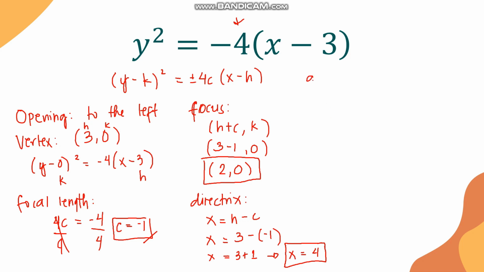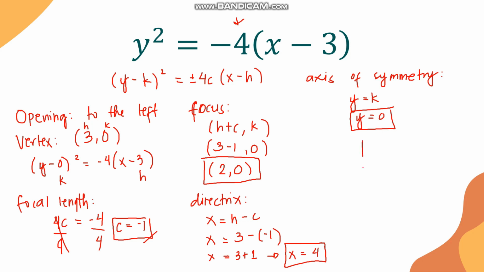And then last is our axis of symmetry. Since it opens to the left, that means it follows the form of y equals k. And since k is 0, the equation of the axis of symmetry is y equals 0. Now that we already have the parts, we can now graph the given parabola.